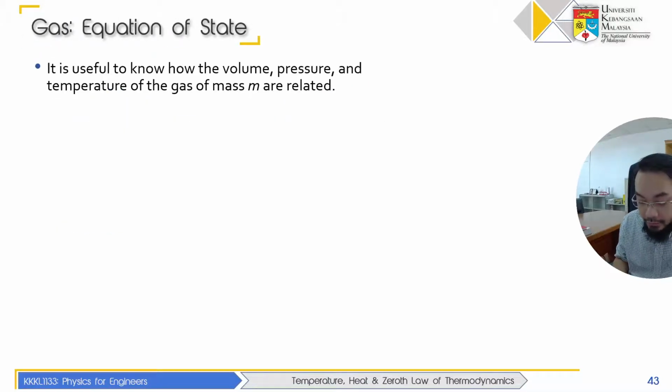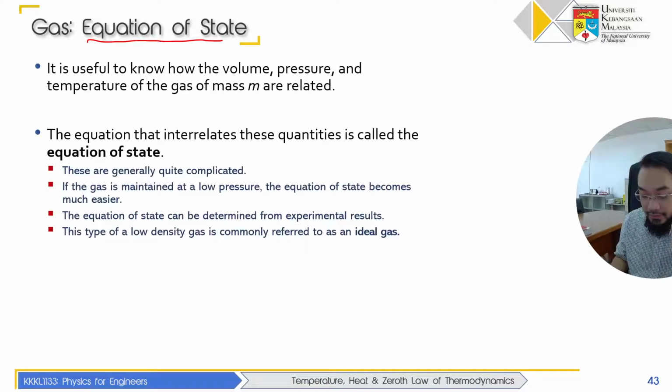So gas, equation of state. Let's look at the equation of state. It is useful to know how the volume, pressure, and temperature of a gas of mass m are related. The equation that interrelates these quantities is called the equation of state. These are generally quite complicated. If the gas is maintained at low pressure, the equation of state becomes much easier. The equation of state can be determined from experimental results. This type of low density gas is commonly referred to as an ideal gas.